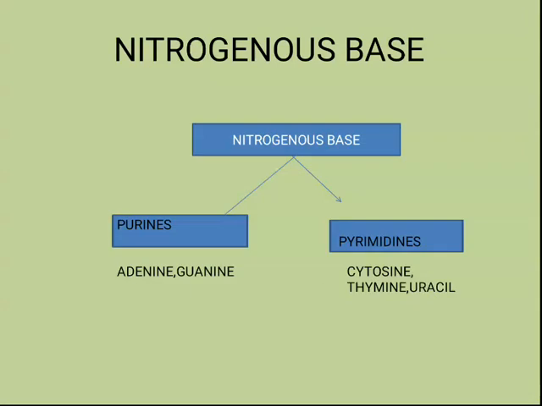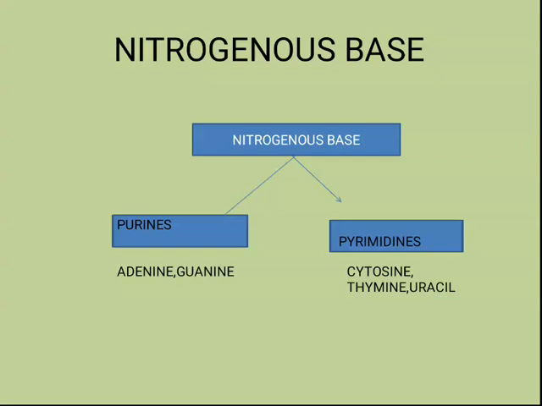Let's talk about nitrogenous base. Now there are two types of nitrogenous bases which are present in the nucleic acids. Number one is the purines and number two is pyrimidine. Purines and pyrimidines are two nitrogenous bases. Now purines are adenine and guanine, whereas pyrimidines are cytosine, thymine and uracil.